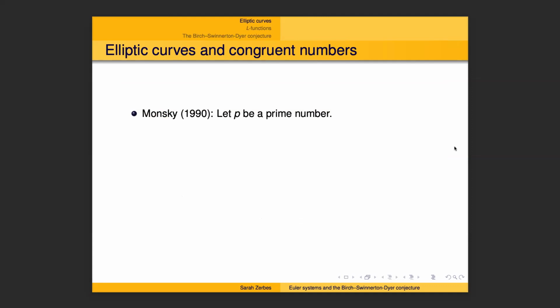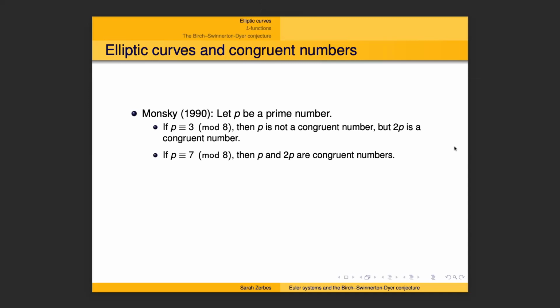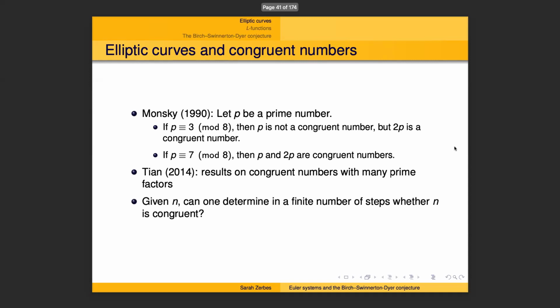Okay, so what else is known about congruent numbers? Well, Monsky proved in the 1990s some results about whether or not a prime p is a congruent number. Very recently, Ye Tian proved some results on congruent numbers with many prime factors, in the same spirit as Monsky's results. But it is an open question: given n, does there exist a way of telling whether or not n is a congruent number? We do not know how to prove this.